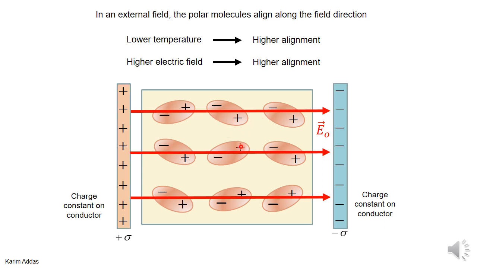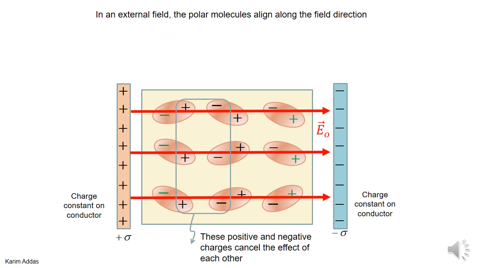The positive charges want to be more along the electric field. The negative charges want to be away from the electric field. And this alignment gets bigger when the temperature is lower or when the electric field is larger. So let's look at the positive charges and the negative charges for these molecules. Of course, I've drawn here only 9 molecules in total, but there are millions and millions of molecules inside the material.